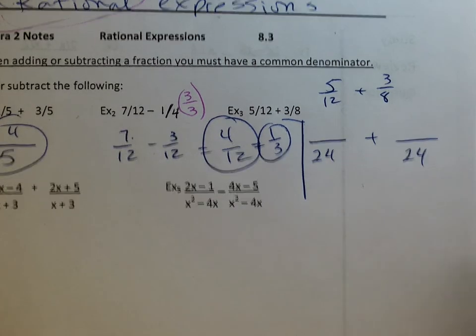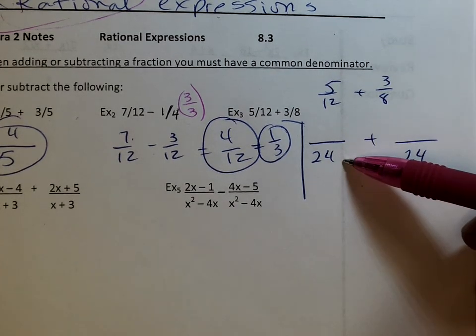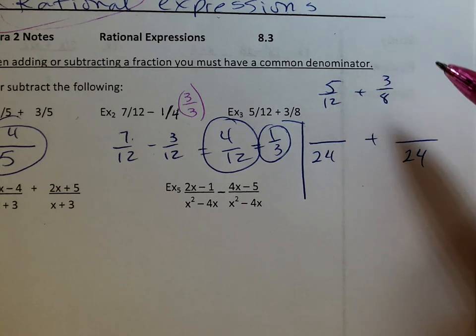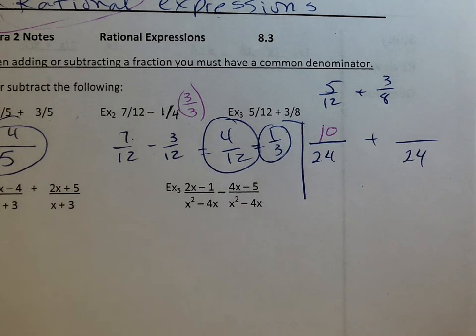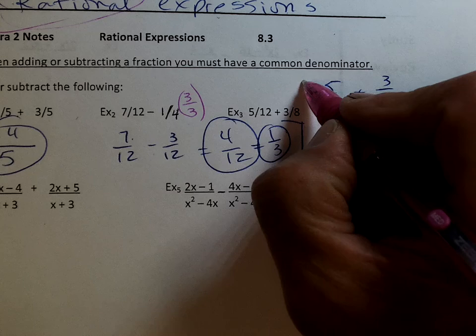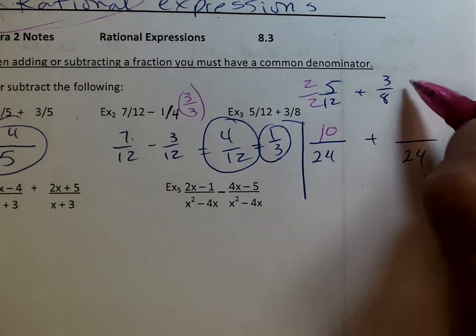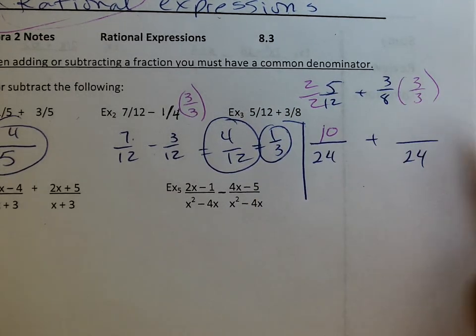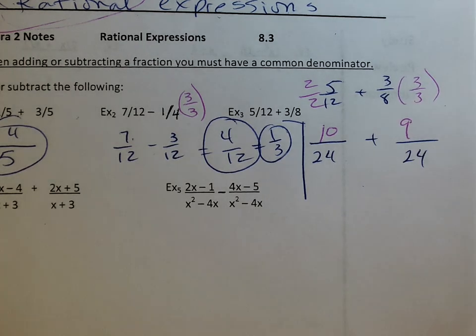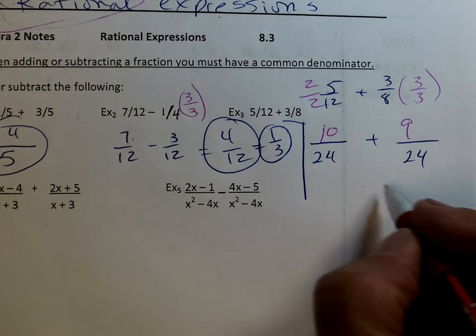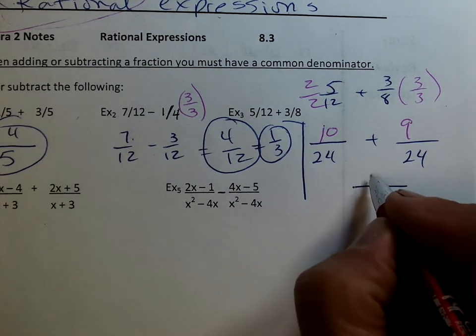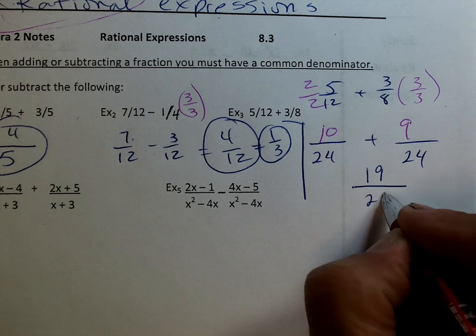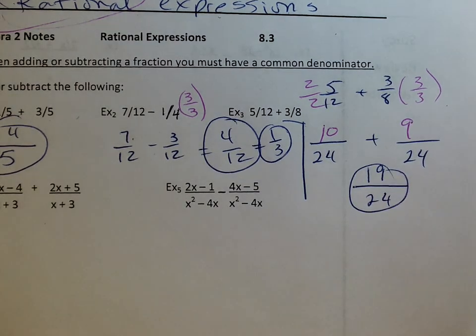Well, all right. So 12 goes into 24 2 times. Times the 5 makes a 10, right? Because I'm going to multiply this one by 2 over 2. Multiply this by 3 over 3, right? So I get the 24, and 3 times 3 is 9. Now I have a common denominator, so I'm just going to go straight to writing the answer as 19/24. Okay, now this is, again, just 6th grade math.